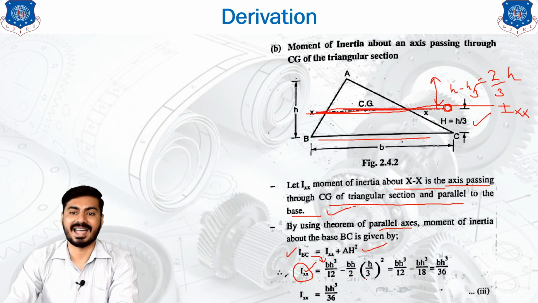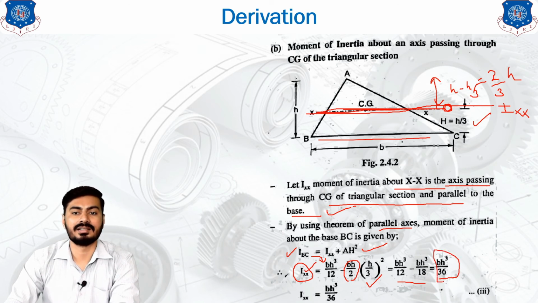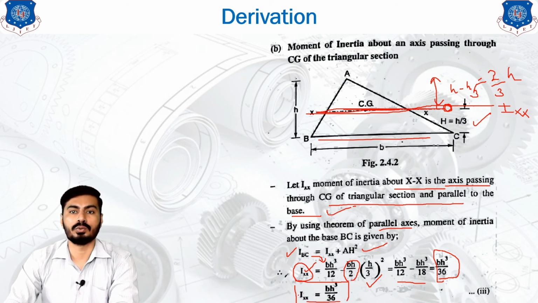is nothing but h by 3, and A is nothing but bh by 2, because half into base into height is the area of the triangle. Now if you simplify those equations, you will get the answer as bh cube by 36. So this is our answer for the moment of inertia about an axis passing through the centroid, that is bh cube by 36.